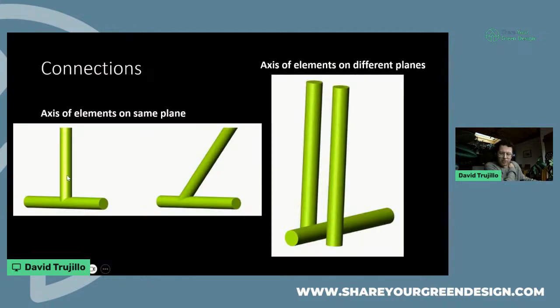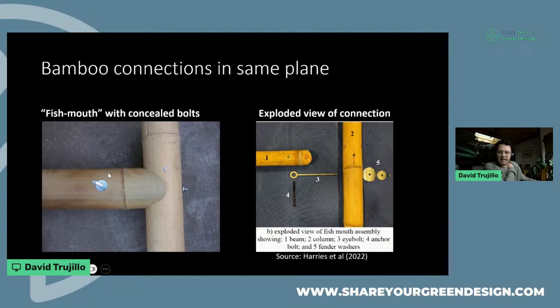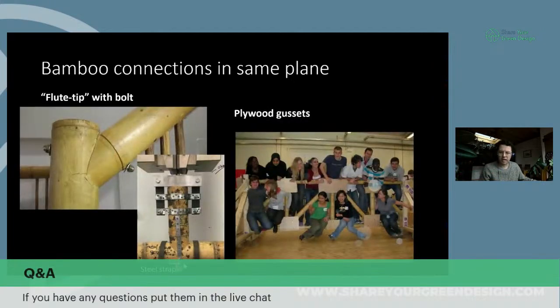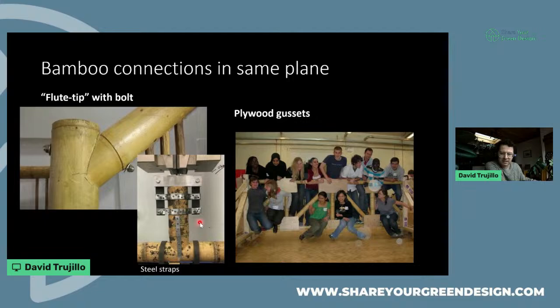Making connections in bamboo is tricky. You can either have elements in the same plane, or you can have elements in different planes. And people like having them in the same plane because it looks very nice. So you can have connections that look like this. You could compromise on the aesthetics and have something external, or gusset plates, which work very well actually, but most architects will cringe at the idea of using that. They prefer concealed joints that don't work as well.